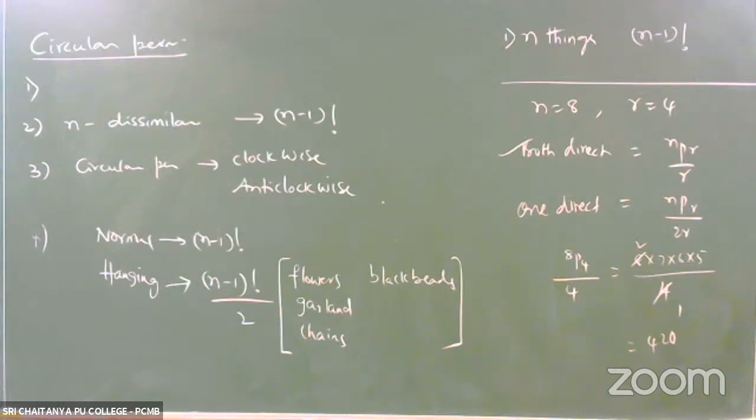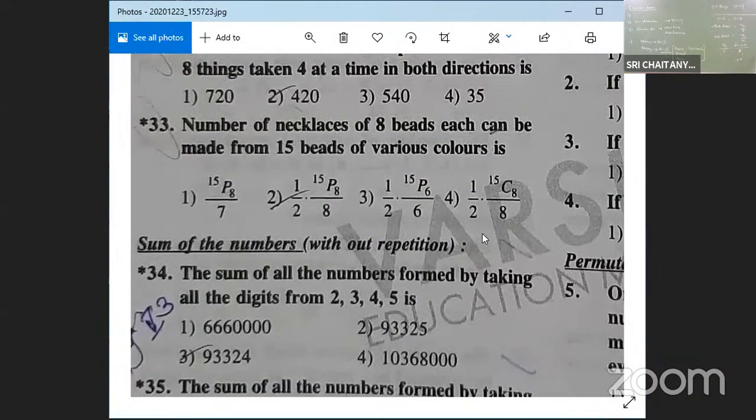Problem 32 is over. Now I am going to share 33 on the screen. Number of necklaces of 8 beads. See the same thing, 8 beads. Each can be made from 15 beads of various colors. N value, write down, N value is equal to 15. R value is equal to 8. Direction is not considered, means any one direction it is.